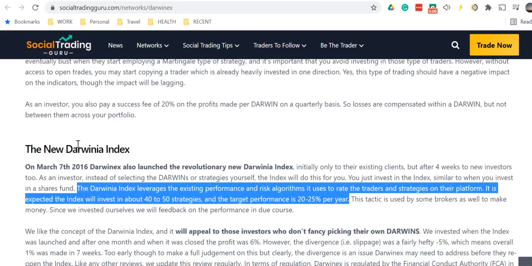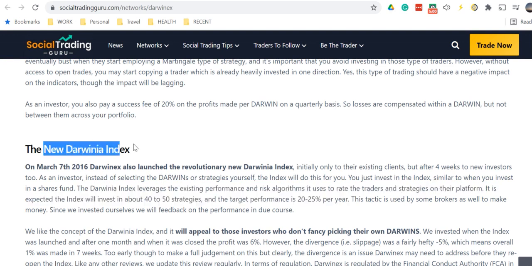Another point to note, about what I was talking about previously regarding different ways: an easier way to do this, rather than selecting the investors or Darwins yourself, is to invest in this Darwinia index. This has actually been around since 2016, so this platform and this index have been around for quite a while, so it's probably improved since they opened it. But essentially what it does is it uses, let's have a look here.